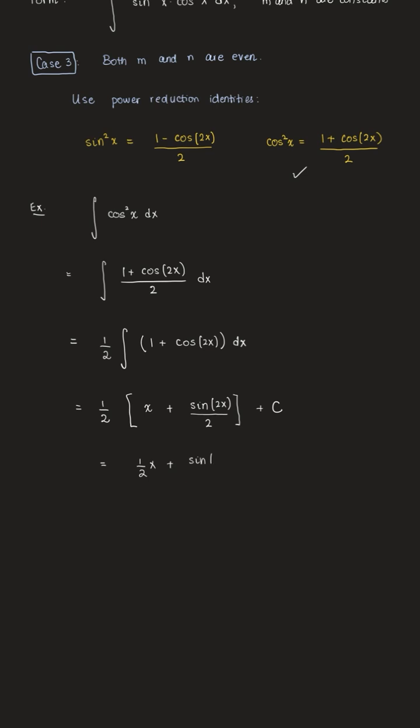So lowering the power of cosine really helped us here, because we were able to actually perform the integral, evaluate the integral.